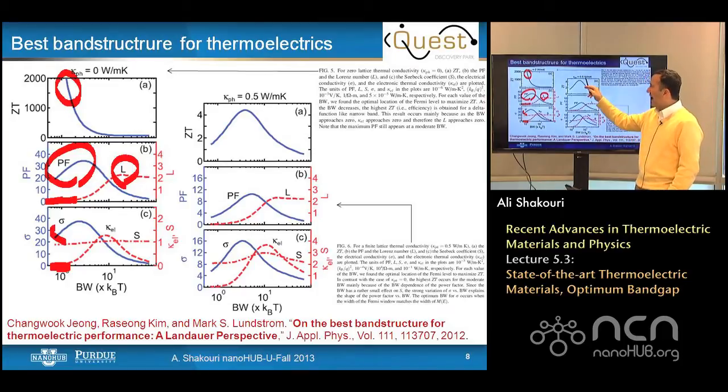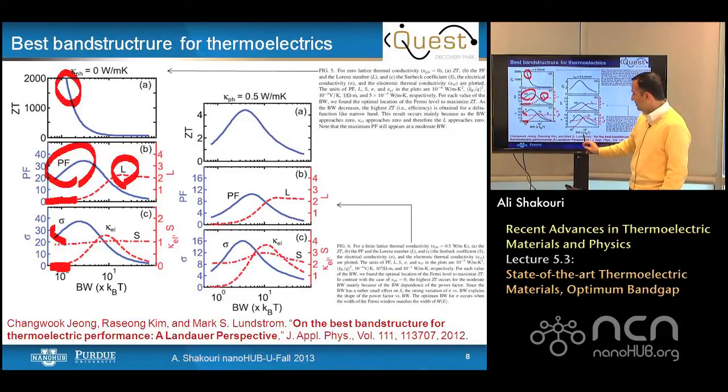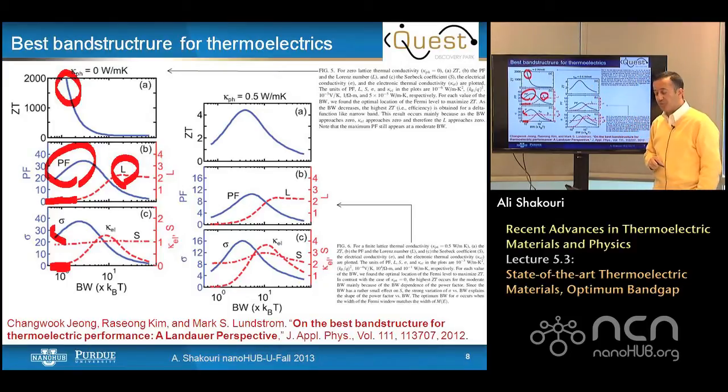When you add a slightly finite thermal conductivity, that is really the case all the time, then the optimum bandwidth is not a delta function, and it's a couple of kTs, because at this level the heat leakage through phonons will dominate.